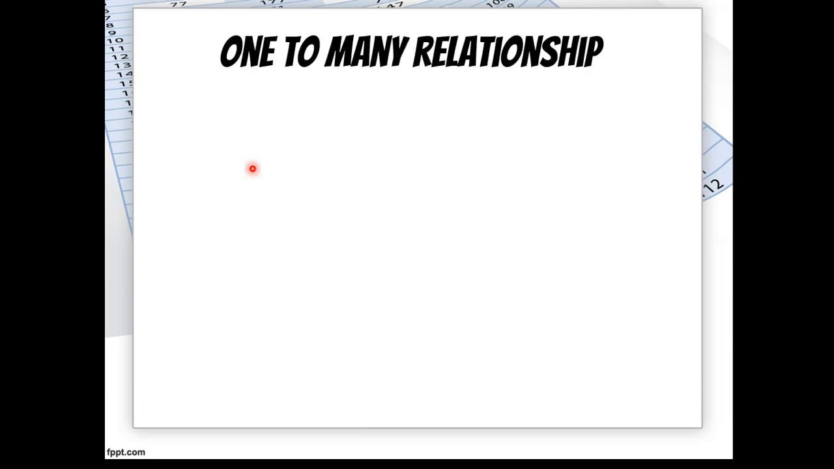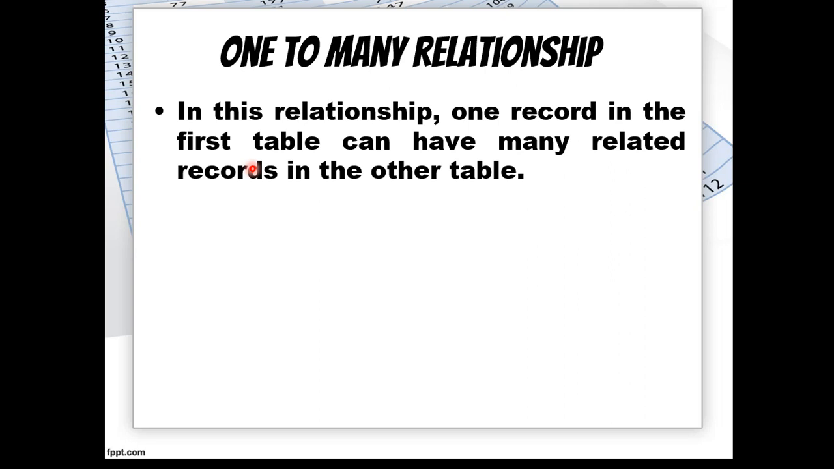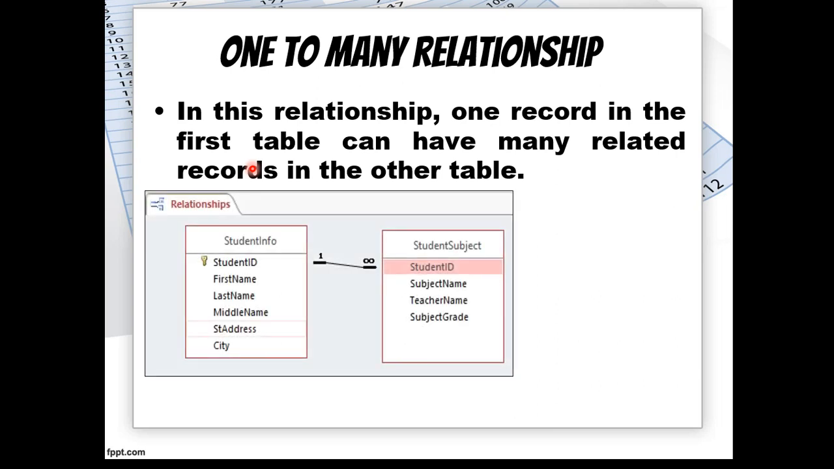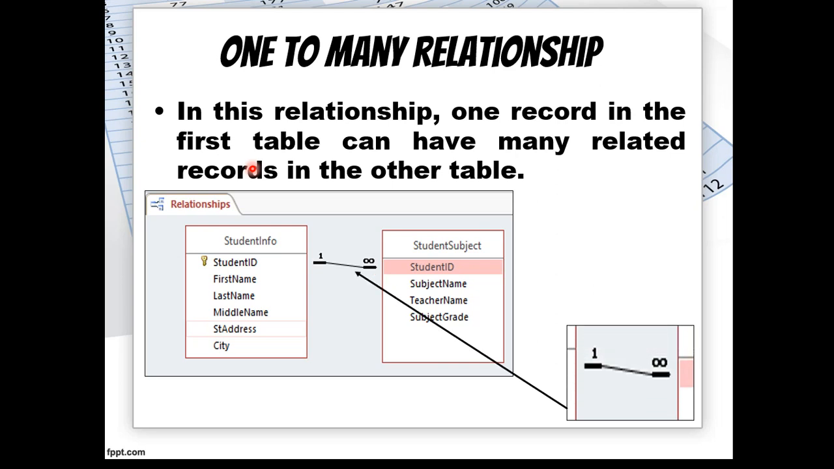Okay, now, ano naman ngayon kapag one-to-many relationship? Ibig sabihin, a record can have many related record in the other table. So, sa ibang table. So, pwedeng magkaroon ng madaming karelasyon sa kabilang table. So, this is the interface of one-to-one or one-to-many relationship. So, we have our first table, we have our second table. So, first table is personal information. The second table is the subject information of the student.